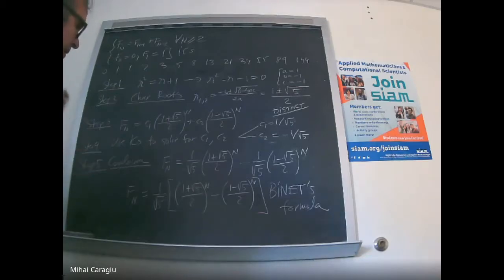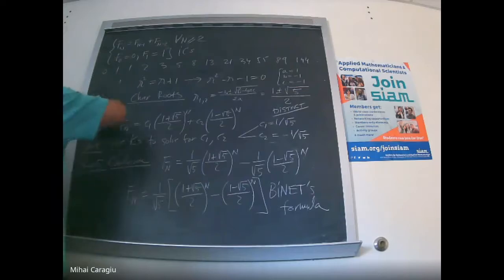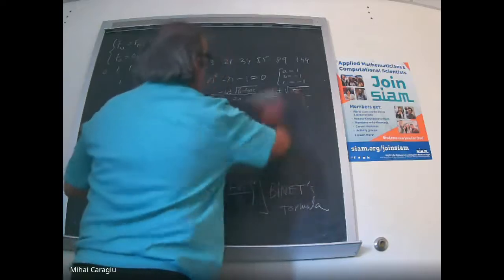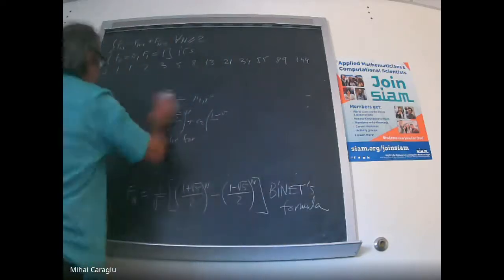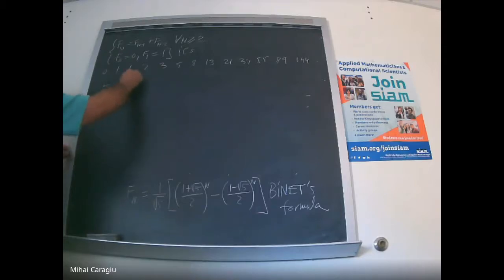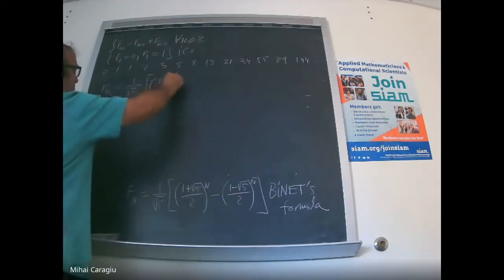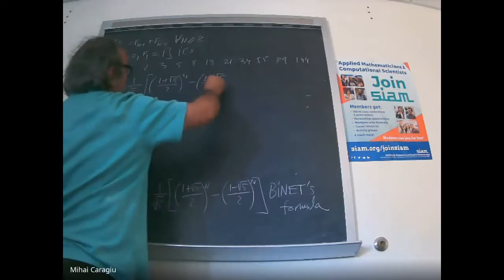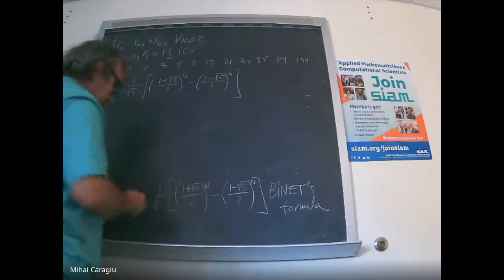Now let's come back to the exponential growth and see what is actually the basis for this exponential growth. Let's erase those things and give the Binet formula. So again, Fn equals 1 over square root of 5 times ((1 plus square root 5) over 2) to the power n minus ((1 minus root of 5) over 2) to the power n.